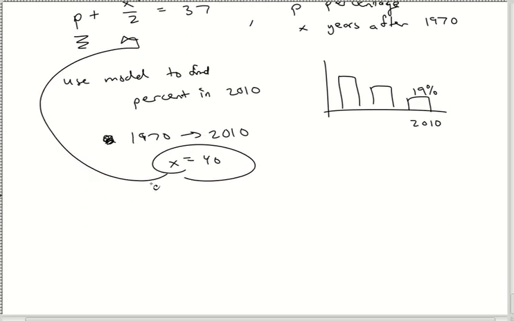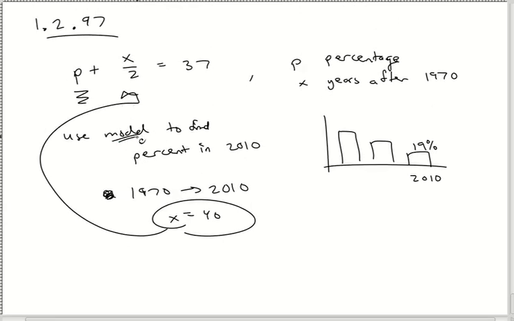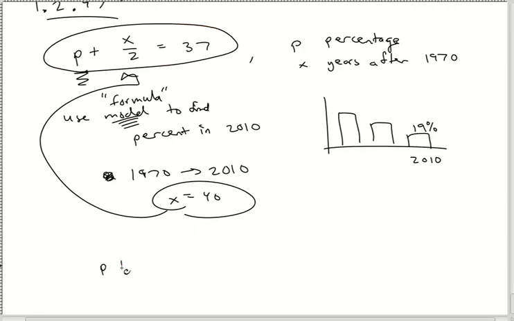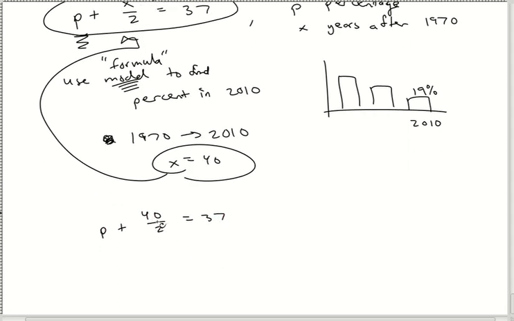That's it. When it says model, by the way, this keyword model, what they mean is formula. I don't know why they don't just say formula. Anyways, so I got 40 over 2, plus 37 here. So 40 over 2 is 20. Minus 20 on both sides, I got 17. That's your answer. It's 17%. P is a percentage, and that's your part A answer.